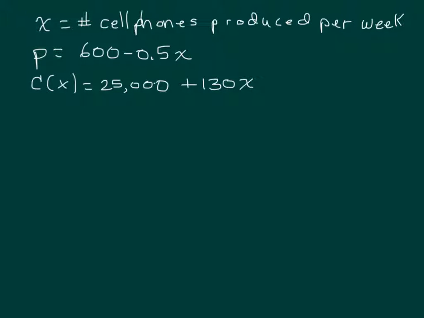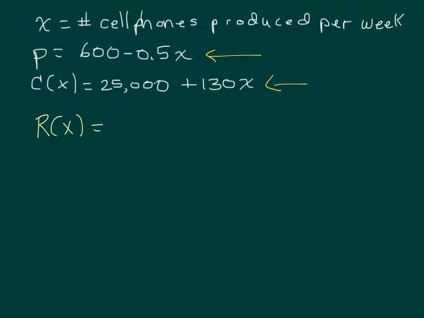Okay, we have a company that is producing cell phones. We're given this price demand function as well as a cost function. And for the first part, we want to find the maximum revenue. We want to find the maximum number of cell phones, which then we could plug into the price and then the revenue. So how do you find revenue?